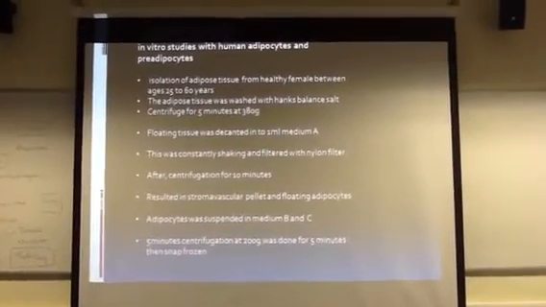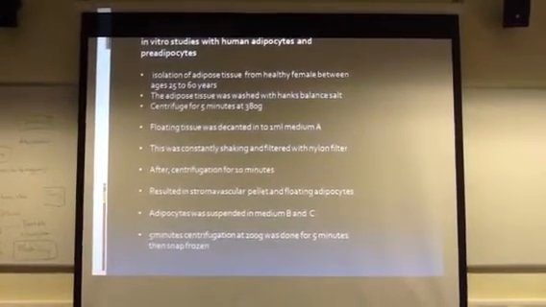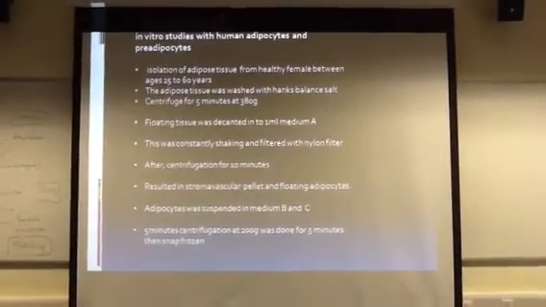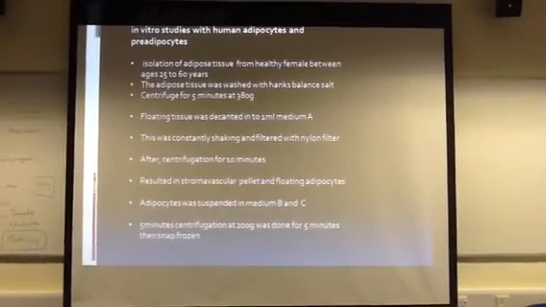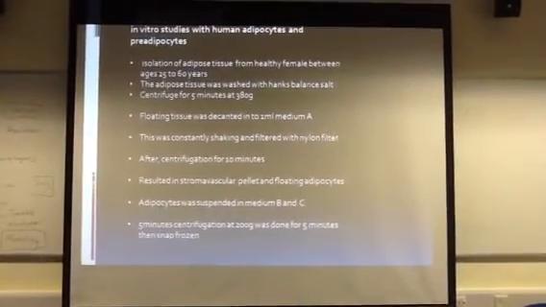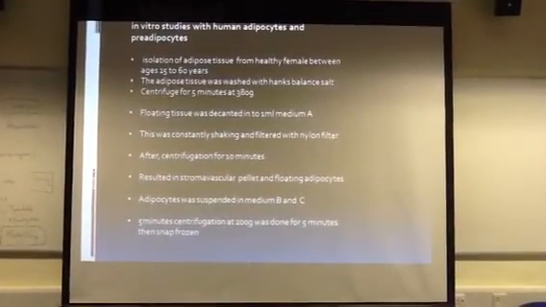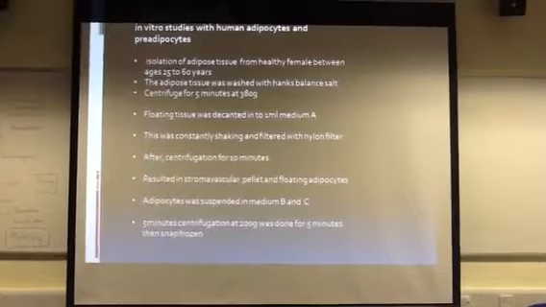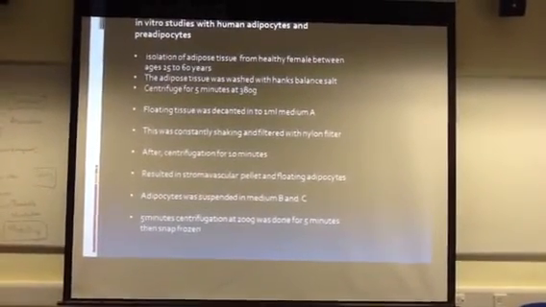The method that was used was in vitro studies with human adipocytes and pre-adipocytes. The sample was obtained by isolation of adipose tissue from healthy females between the ages of 25 to 60 years. The adipose tissue was washed with Hanks' solution, and it was centrifuged.